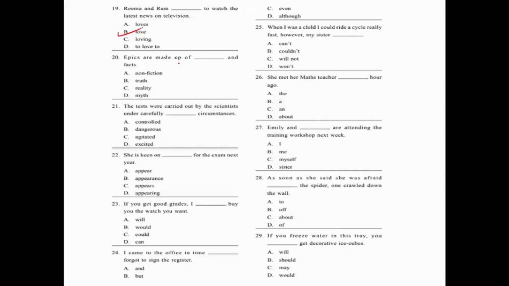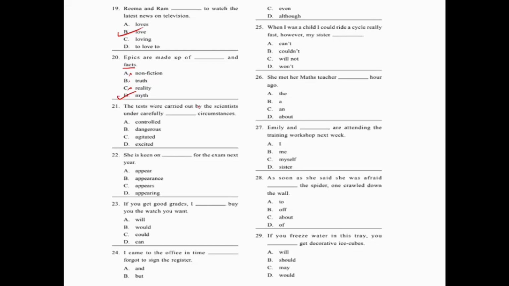Okay, next, epics are made of dash and facts. Non-fiction, no. Unbelievable things, not. Truth and facts, obviously fact is already given, so we can't use this. And then reality and facts, again reality is something related to fact only, right? So we can't even use that. It is myth. Okay, epics are made of myth and facts. Okay, option D is the correct answer.